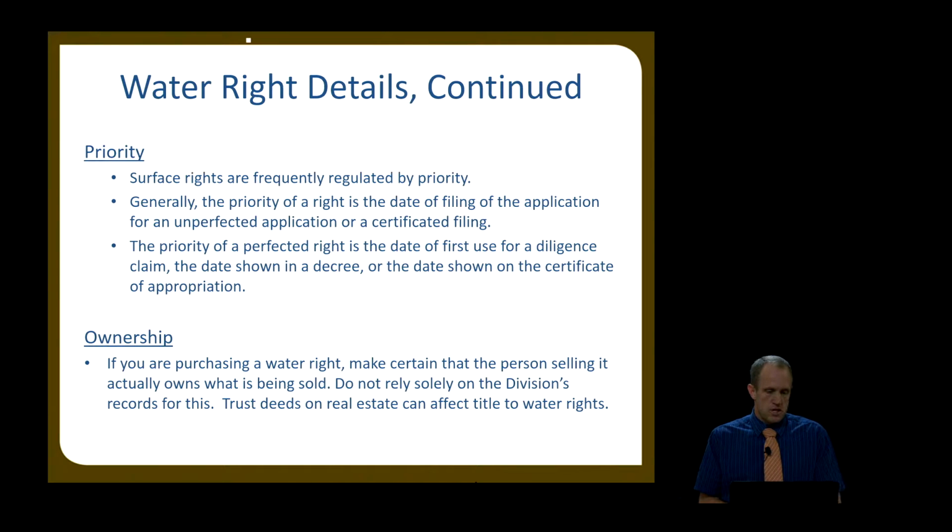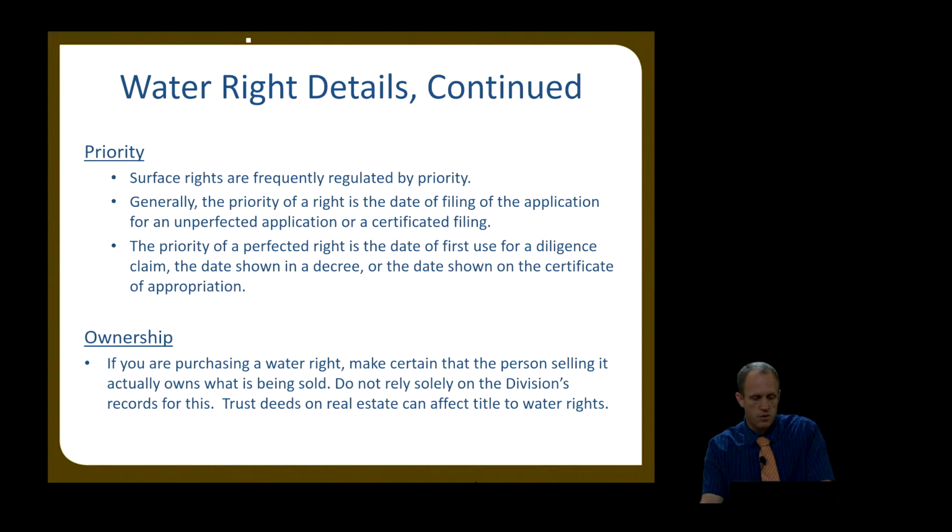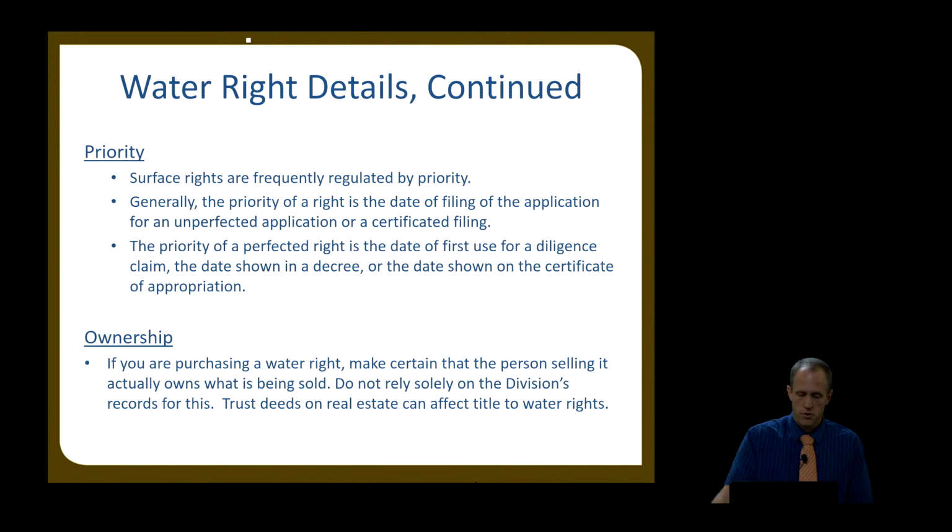As far as ownership, if you are purchasing a water right, make certain that the person selling it actually owns what is being sold. Don't simply rely on the division's records for this. If you pull up the division's webpage and you go to a water right, there's a statement at the top that says that we can't guarantee that the data on this page is accurate, and you have to get into the paper documents and make sure that what you are looking at on that page is really what the water right represents.